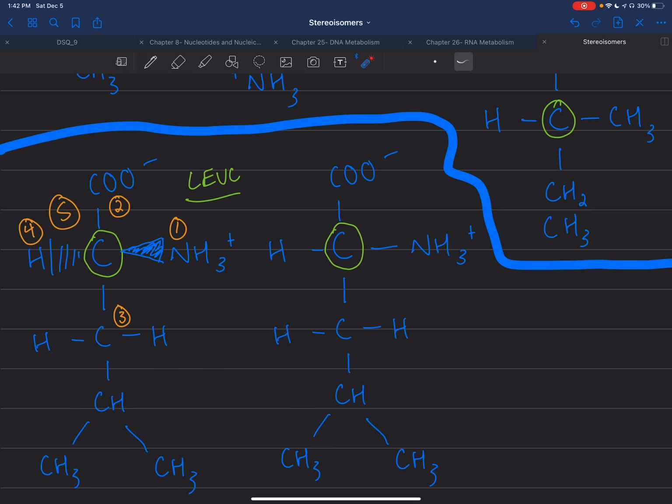Okay. The only thing we need to do to make this a mirror image is swap this, and I'm going to put this as a wedge.